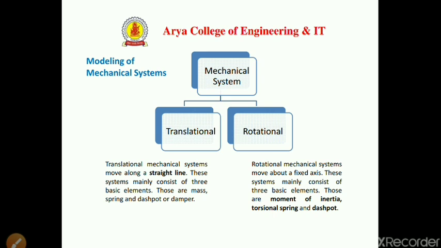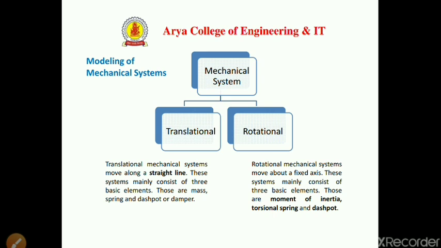So we have two types of mechanical system. One is translational mechanical system and the second one is rotational mechanical system. In the translational mechanical system, the movement is done along a straight line, or we can say a translational mechanical system moves along a straight line. These systems mainly consist of three basic elements, that are spring, mass and dashpot or damper. So we will discuss these elements of the mechanical system broadly in the next slides.